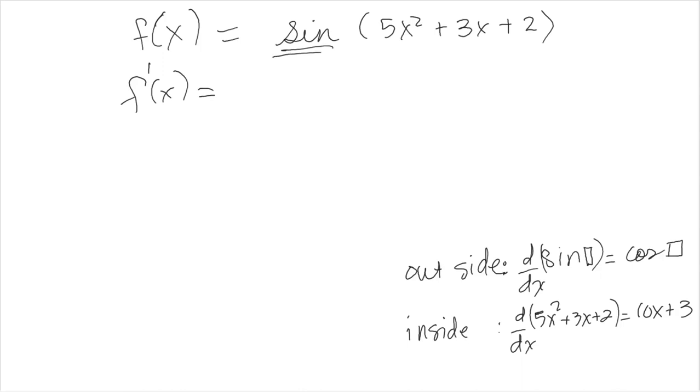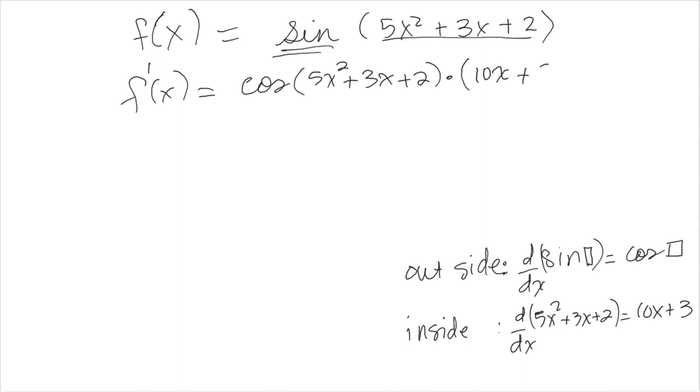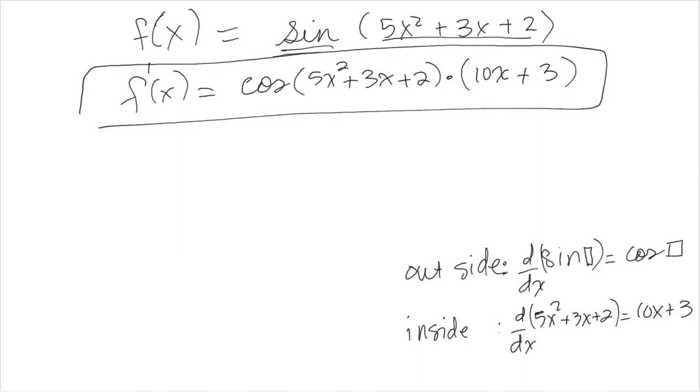Okay, so the derivative of f of x is going to be the derivative of the outside function, which would be cosine. Cosine of what? Of g of x, which is this right here. Cosine of 5x squared plus 3x plus 2. The input stays the same for the outside function. Multiplied by the derivative of the inside function. And the derivative of the inside function, as we said, is 10x plus 3. And that is how the chain rule works.